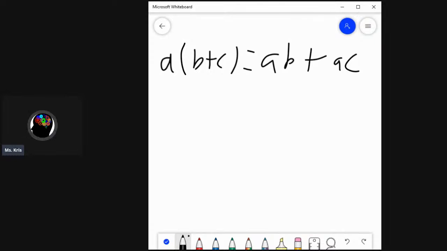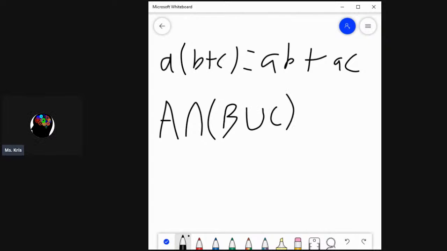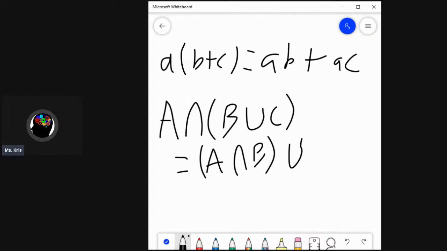So for intersection over union, you have A intersecting the union of B and C, which means the intersection of A and B is union with the intersection of A and C.